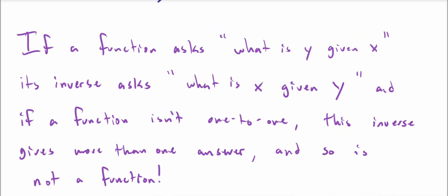For the meantime, just try to keep in mind that there's something important to distinguish about a function being one-to-one or not, and whether or not it has a function inverse. If a function asks, what is y given x, then its inverse is going to ask, what is x given y? And if a function isn't one-to-one, that second question is going to have multiple answers. And putting one input in, asking one question, and getting multiple answers back, we talked about how that is not a function. So we're going to want to be careful in those cases.